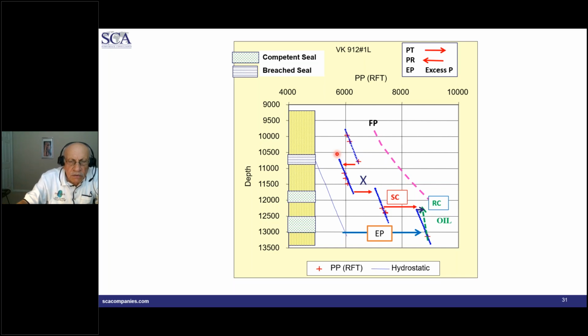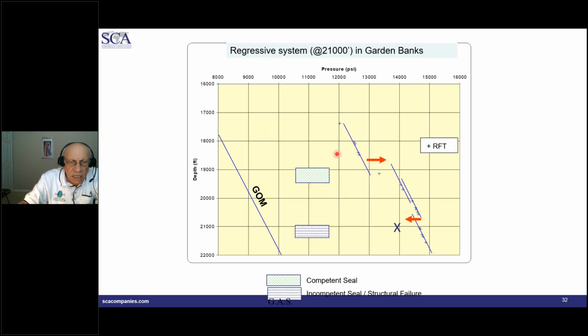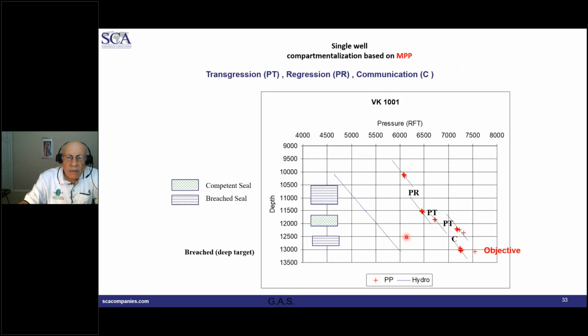Compartmentalization is good to look at and study, to decide where in the section you want to put carbon dioxide. See, this one here is regressive as well. It's not as safe to put it in. This is in communication. I will not advise anybody to put any carbon dioxide in Vascanol 1001.